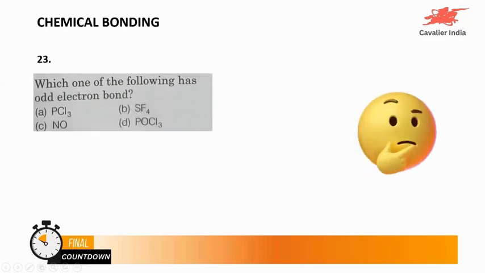Next, which one of the following has an odd electron bond? Options are PCl3, SF4, NO, POCl3. Here it is NO. Similarly, NO2. These are the compounds which have an odd electron bond. Okay.